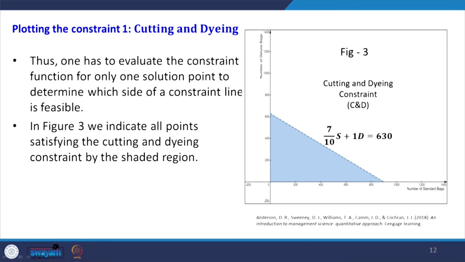Obviously, we have to see which side of this constraint line is feasible, whether it is the left hand side or the right hand side. In this figure 3, we indicate all the points satisfying the cutting and dyeing constraint by the shaded region. So, this region is the region which satisfies our constraint. So, this will be less than or equal to 630.